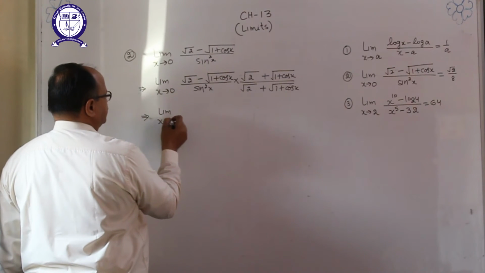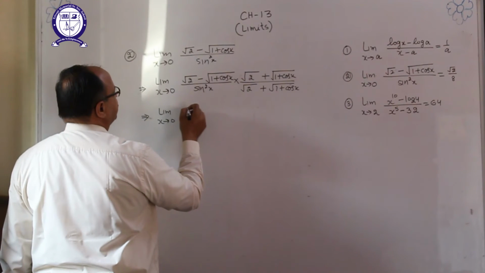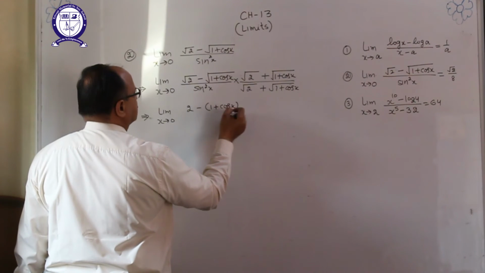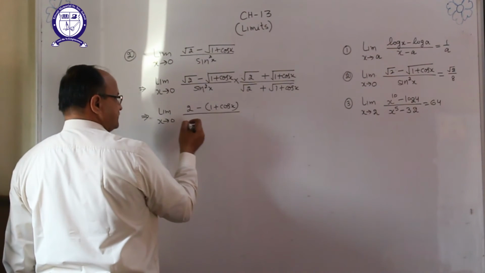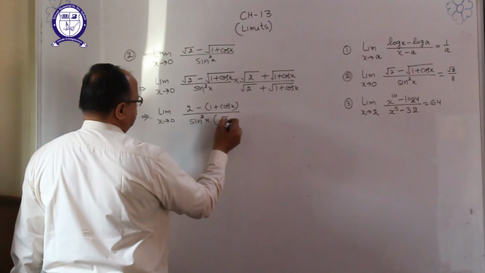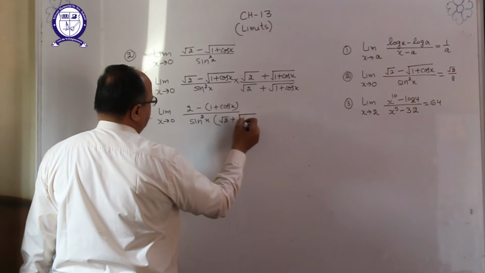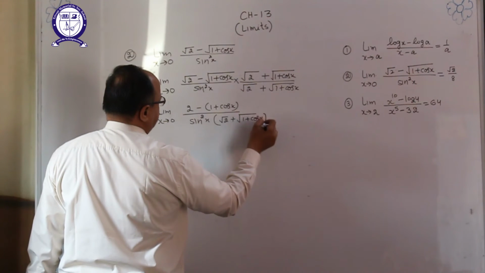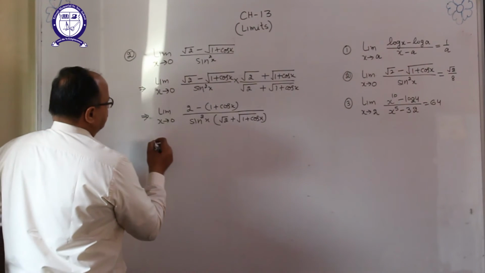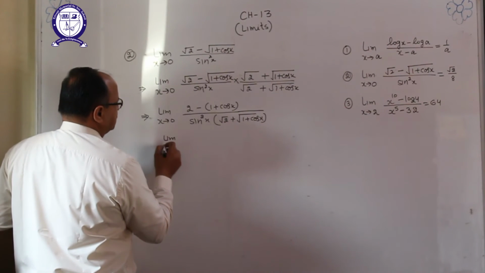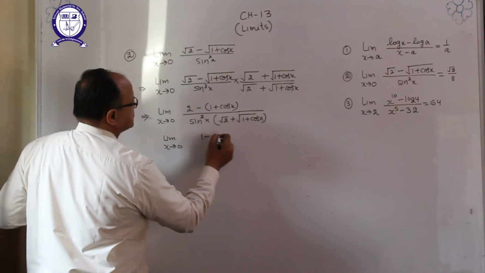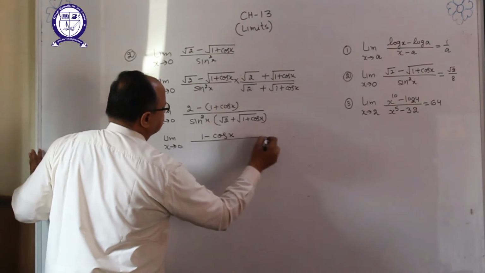Limit x approaches 0. When you apply the identity, it becomes (2 minus (1 plus cos x)) divided by sin square x into (root 2 plus root of (1 plus cos x)). Correct? Further you simplify the question. Limit x approaches 0. When you simplify this, it becomes 1 minus cos x.